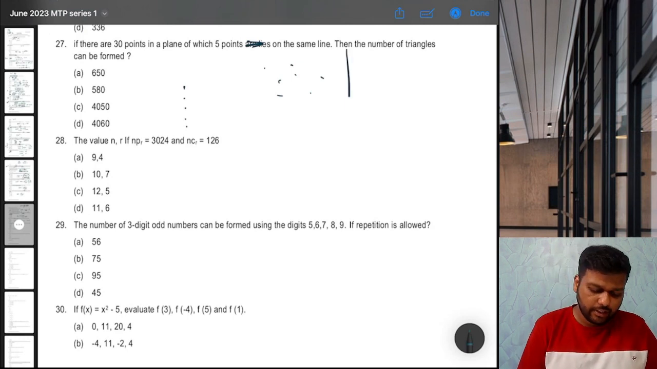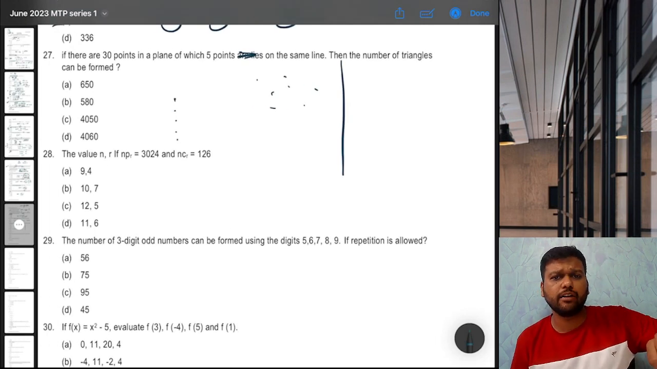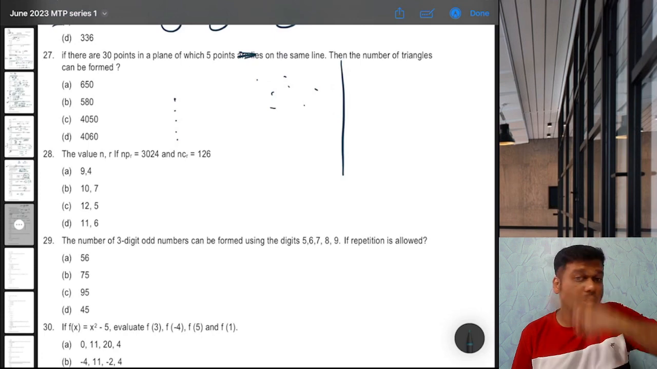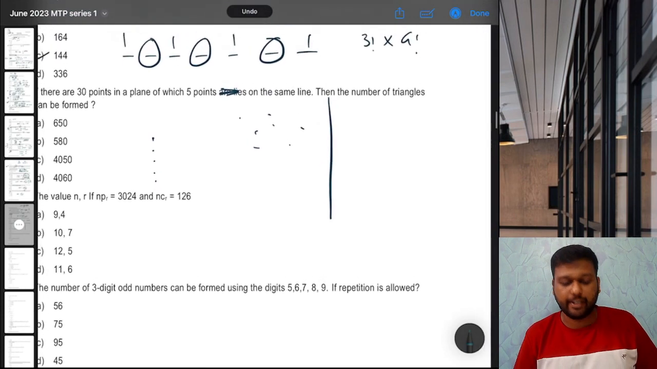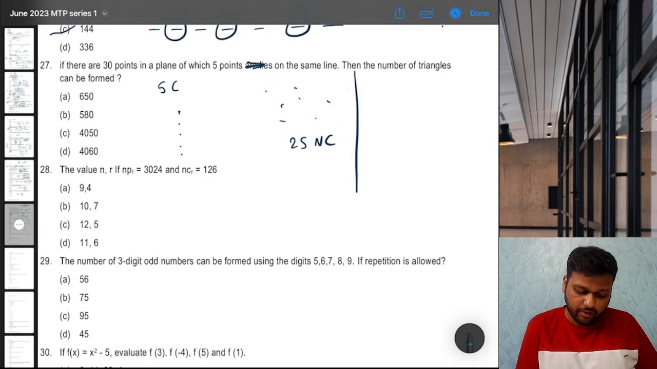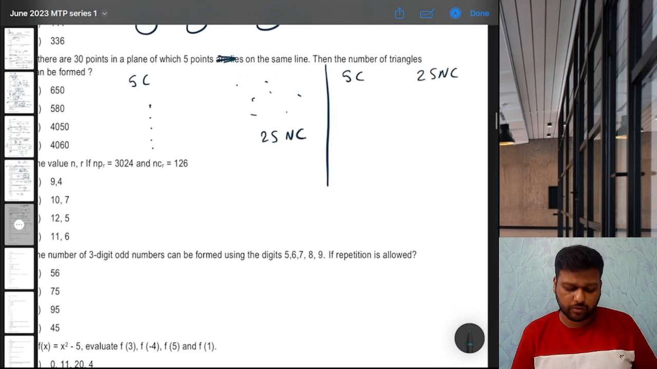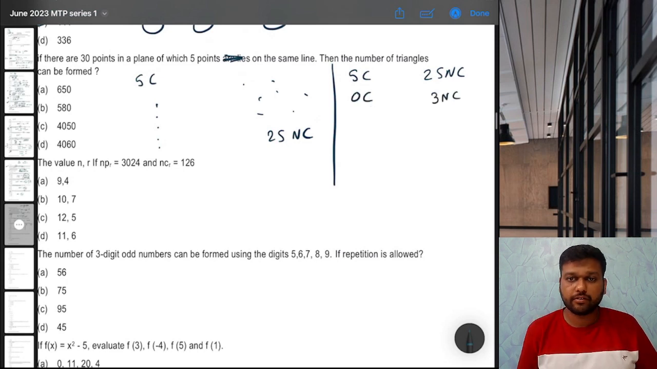This is a selection question. Understand combination. How can we form a triangle? We have to select 3 points, but we cannot select any 3 points because these 3 points will not form a triangle. So let's call them 5 collinear points and 25 non-collinear points. How can we select 3 points now? We can select all 3 from here and 0 from here.